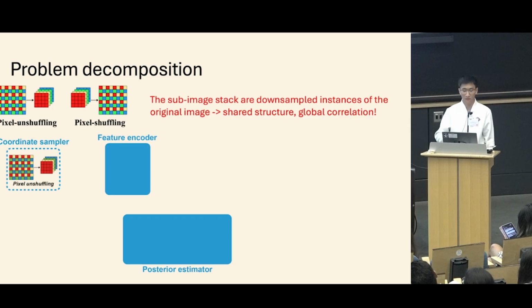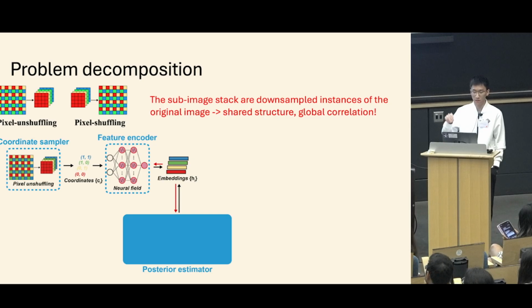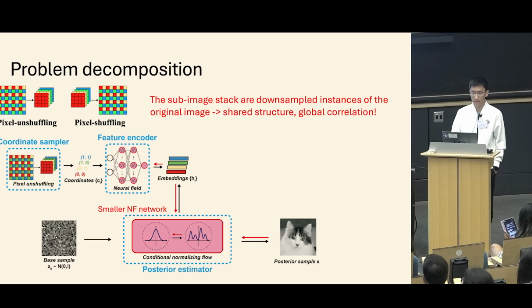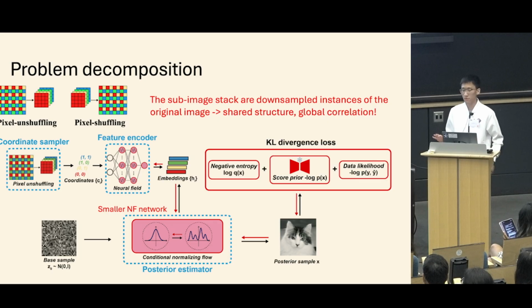In this way, it will be much easier for a shared network to learn their joint distribution, and much easier to model the global correlation, since you keep these global structures in your downsampled instances. So our method works by first decomposing the image into a sub-image stack, and we feed the downsampling coordinate offset for each image in this stack into a neural field encoder, which generates embedding vectors. Then we use those embedding vectors to condition a much smaller normalizing flow network, because right now it operates on the scale of the downsampled sub-images.